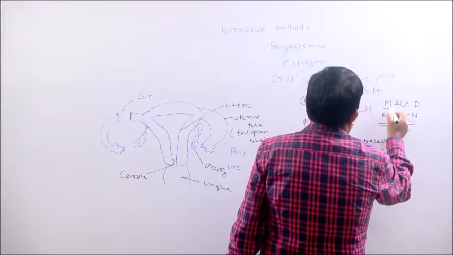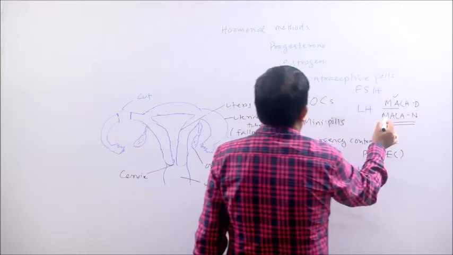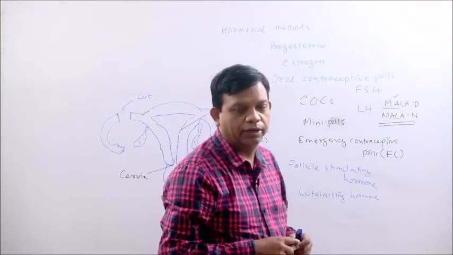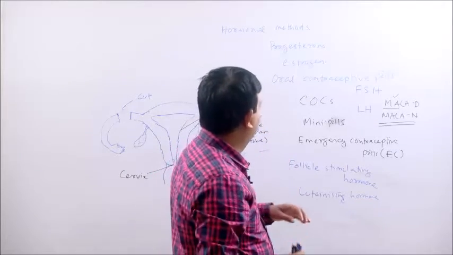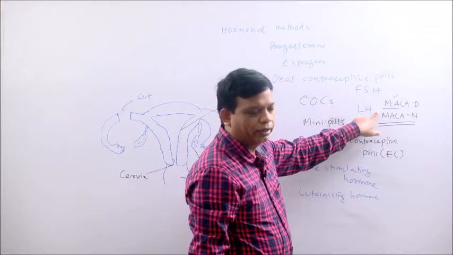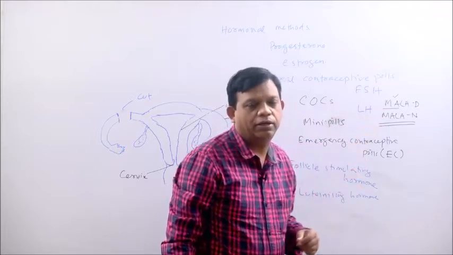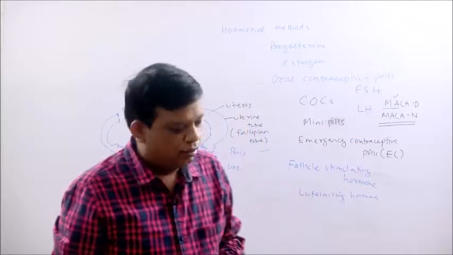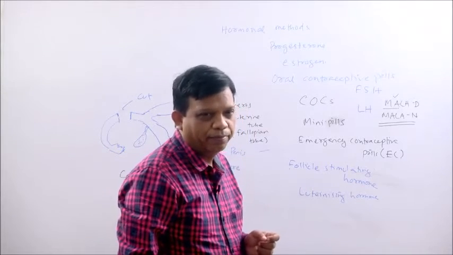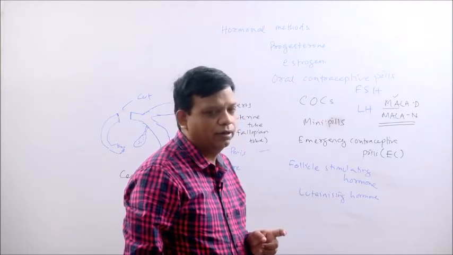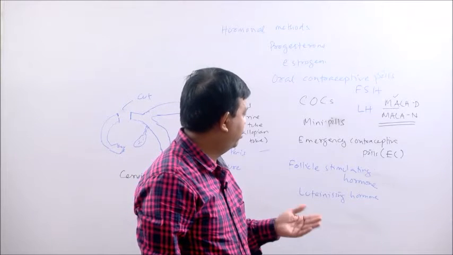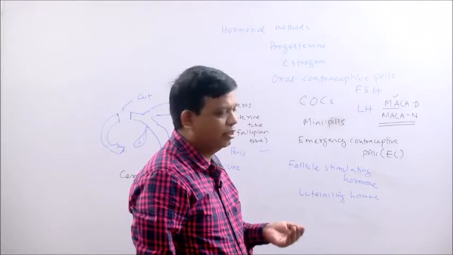We have in India these combined oral contraceptives available under the brand names Mala D and Mala N. These pills are required to be taken once daily for 3 weeks. Then in the 4th week, no tablet is required, and it will allow menstruation. Then again, from the next week, it is started.